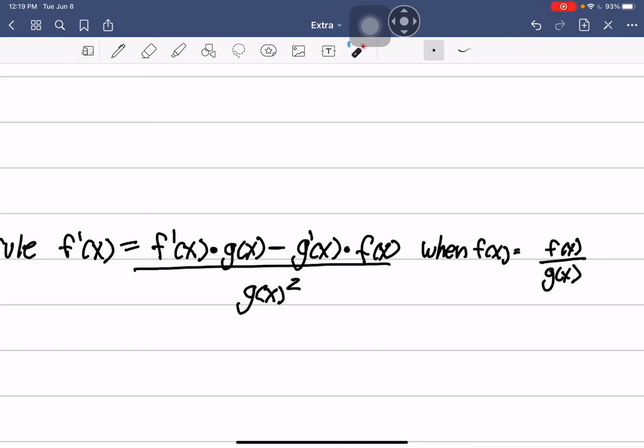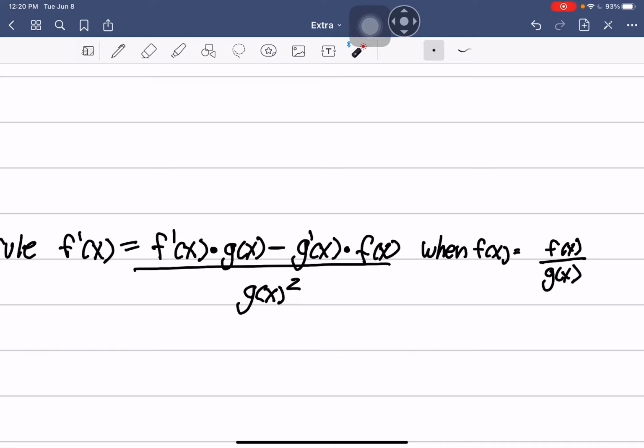Let me break that down a little bit more. So we have the derivative of the numerator times the denominator minus the derivative of the denominator times the numerator, all over the denominator squared.